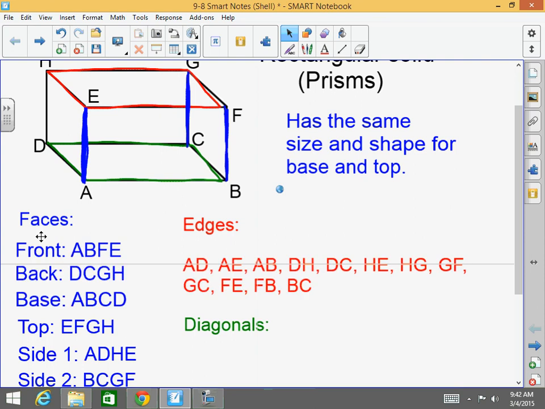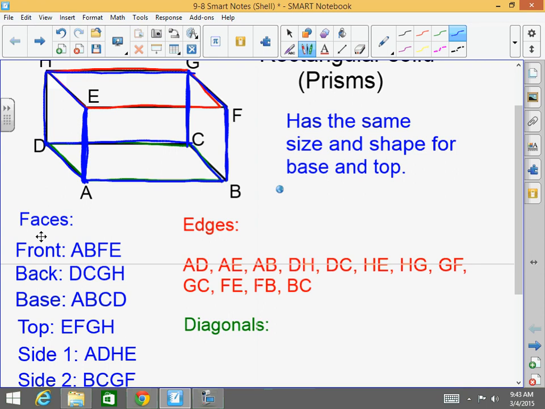All of those are edges. AD, AE, AB, DH, DC, HE, HG, GF, GC, FE, FB, and BC. All of these are edges because it's the intersection of two planes. Everything I'm highlighting in blue here are edges. You guys with me here?